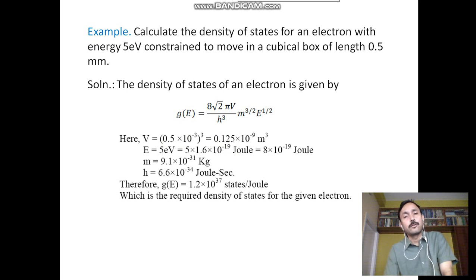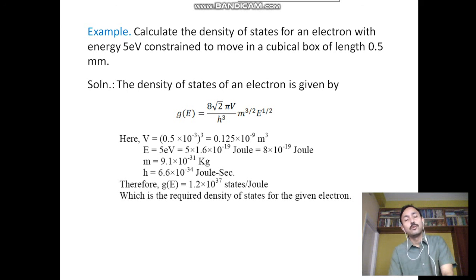Now, mass of the electron is 9.1 × 10^-31 kg. The value of Planck's constant is 6.6 × 10^-34 joule second. And the energy supplied is 5 electron volt. So 5 eV means 5 × 1.6 × 10^-19 joule, so it becomes 8 × 10^-19 joule.